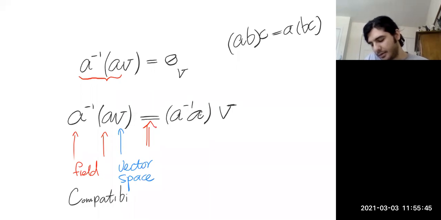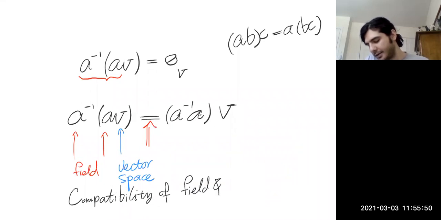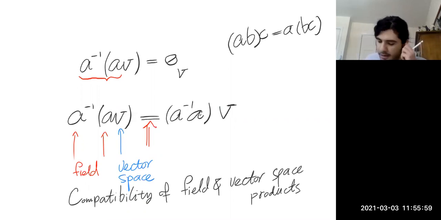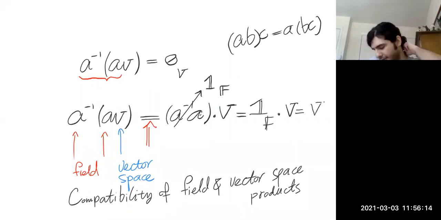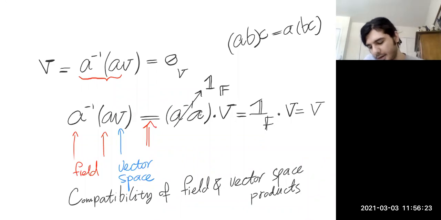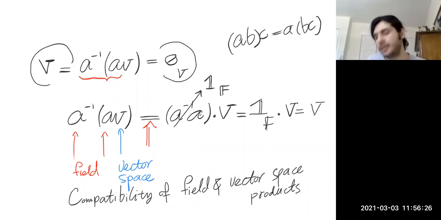compatibility of field and vector space products or multiplications. And then we know A inverse A is 1, and 1 of the field times any vector V is V. This is, again, another property of the vector space. So the right-hand side is really equal to V. The right-hand side is equal to 0, therefore V is equal to 0.